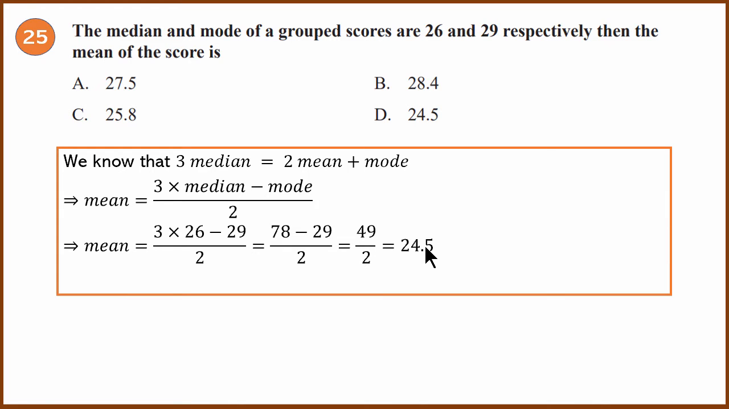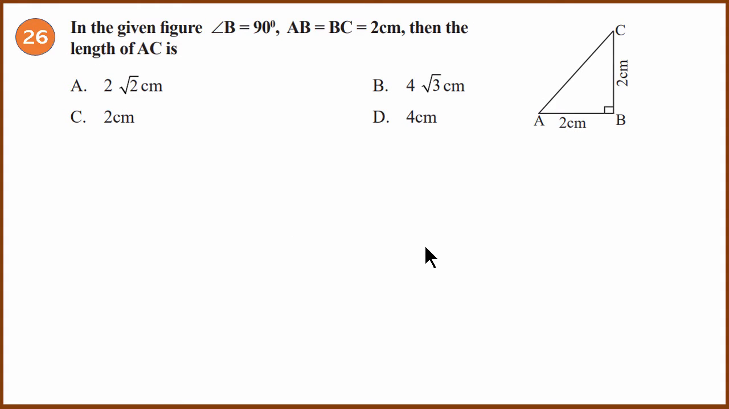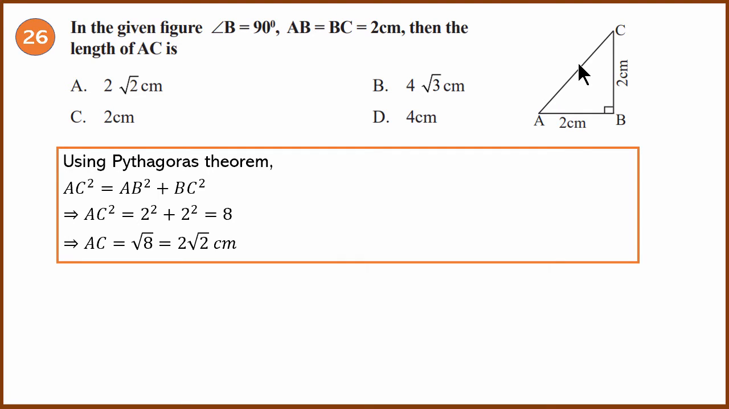24.5. Correct answer is D. Triangle question, Pythagoras theorem question. Triangle is given. This is right angle triangle. AB 2 cm, BC 2 cm. What is the value of AC? Using Pythagoras theorem, side square plus side square equals hypotenuse square. Side is 2 and 2, so 2 square plus 2 square is 8. Take the square root, you get 2 root 2. Answer is A.